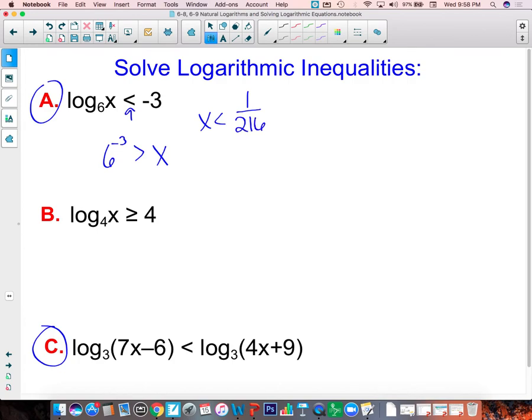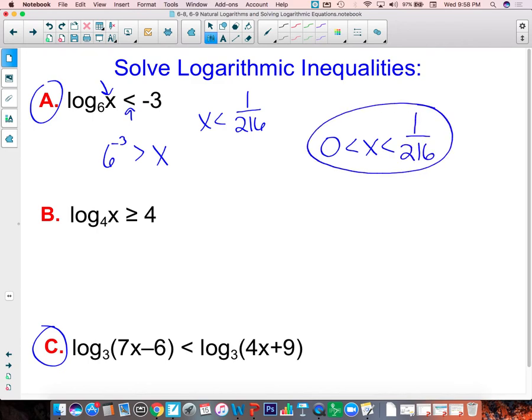So then I say x is less than 1 over 216. I chose this example because there is a little bit more to it than just that. That just comes from changing to an exponential. Now, think about logarithms again. What can you not have in logarithms? If I say x is less than 1 over 216, that goes below 0. I know I can't have negatives in here, and I can't have 0 in there. So it's actually a compound inequality: x is between 0 and 1 over 216.